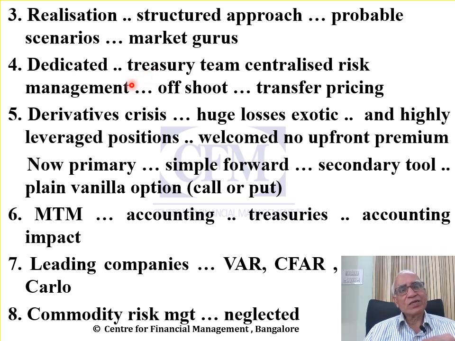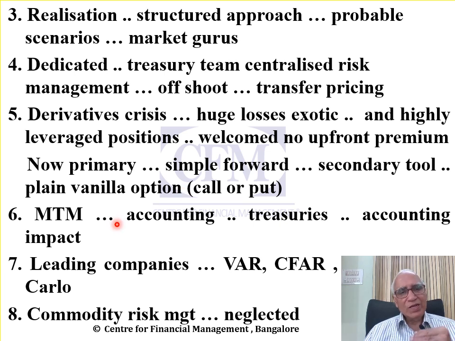These are regarded as profit centers. As an offshore, transfer pricing has become very important. Five, in the wake of derivatives crisis, huge losses were incurred by companies which took positions in exotic derivatives and welcomed a no upfront premium associated with derivatives. Now the primary reliance is on simple forward contracts. The secondary reliance is on plain vanilla option contracts.